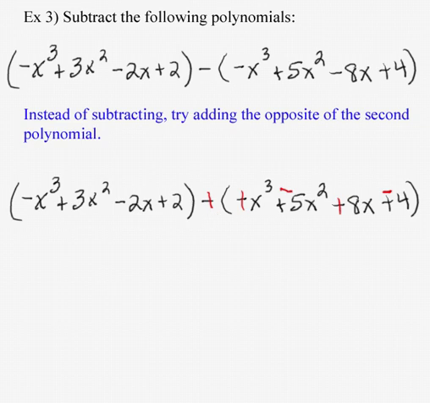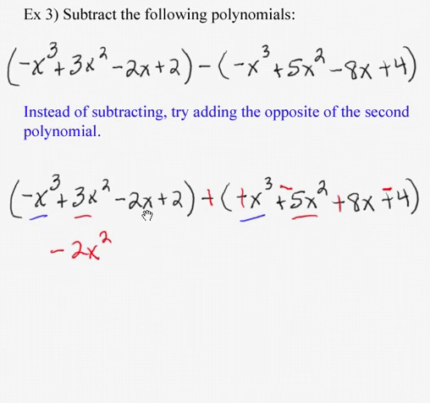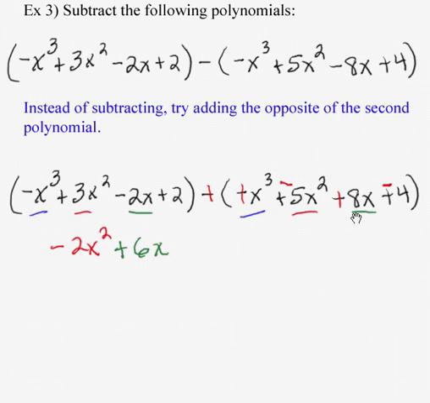So let's look for descending powers. Negative x to the 3rd, positive x to the 3rd, end up to be 0x to the 3rd, so I'm writing nothing down. Let's look for the x squareds that are like terms. 3x squared plus negative 5x squared is negative 2x squared. All right, let's look for our x to the 1st terms. So negative 2x plus 8x is going to give me positive 6x. And after x to the 1st, we're looking for constants. 2 plus negative 4 is negative 2.